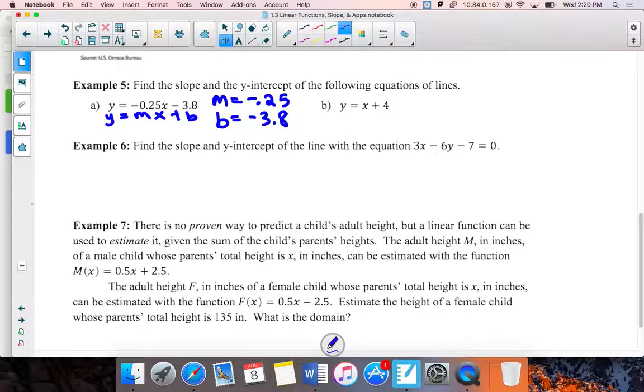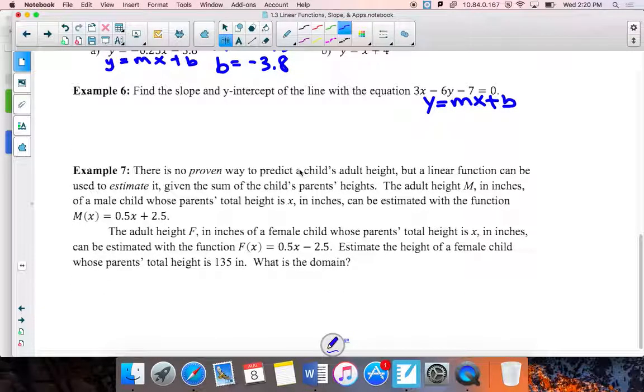Example 6, you need to do a little bit of manipulation, so my hint for you on this one is to get it to y equals mx plus b. So go ahead and solve for y, and then you'll quickly be able to tell the slope and the y-intercept off of that. So please go ahead and do that one as well. And then example number 7.